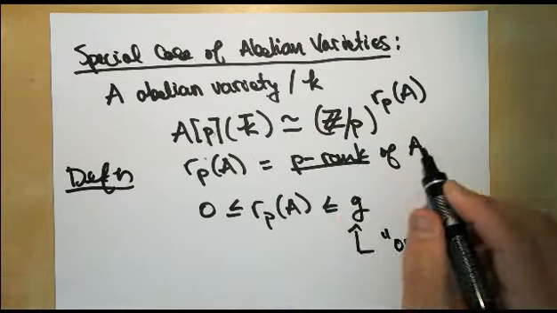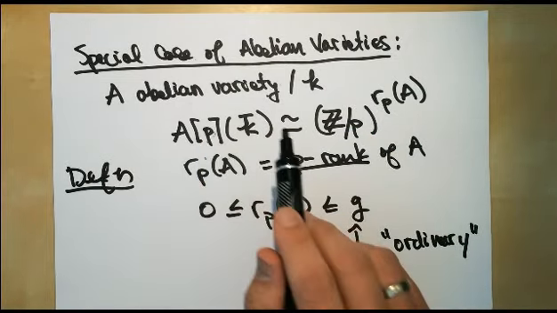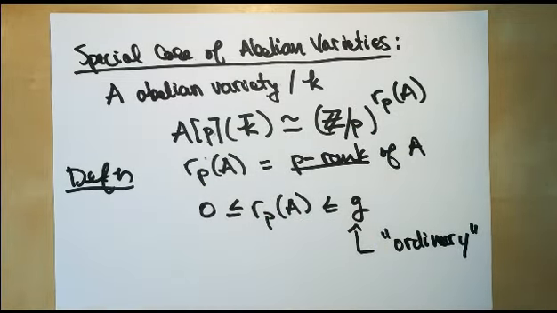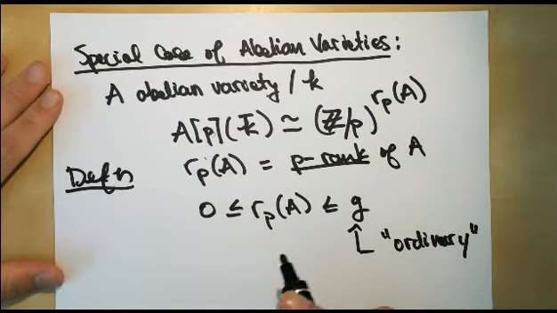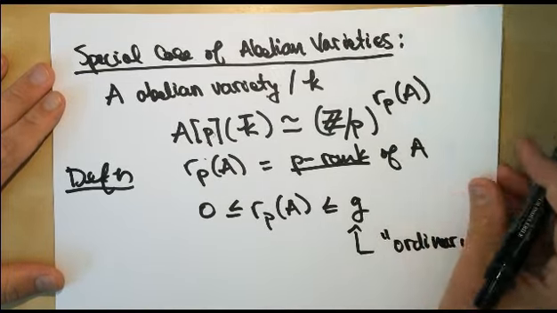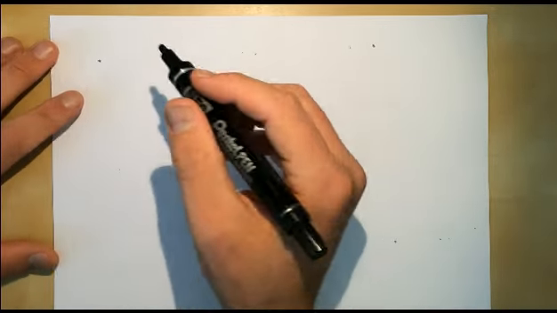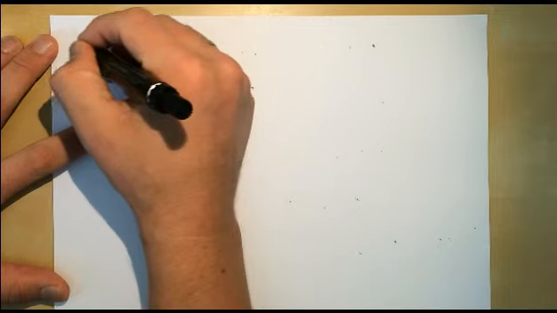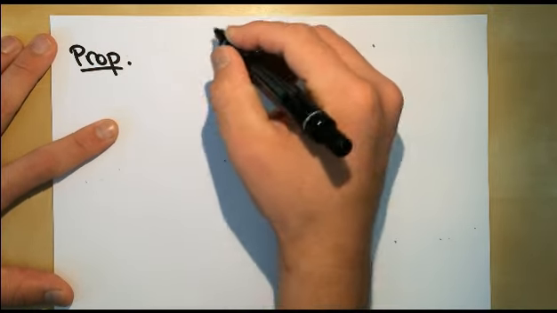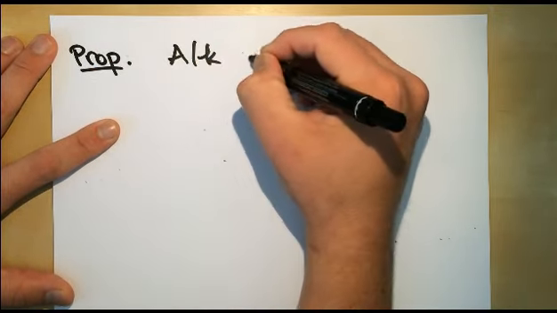To explain this, you need to explain how the multiplication by p decomposes, and I might do this in another video, and if I do, I will link to it. So we have this thing, and it's a number between 0 and g. It turns out this is a fact. Okay, so now I want to prove something. Proposition: let's take A over K an abelian variety.